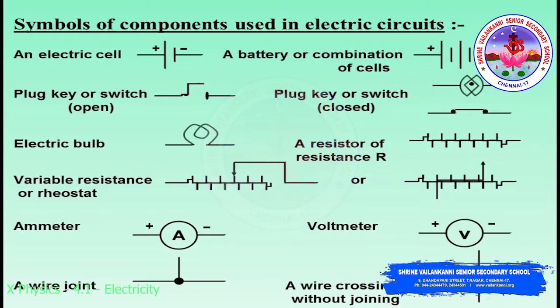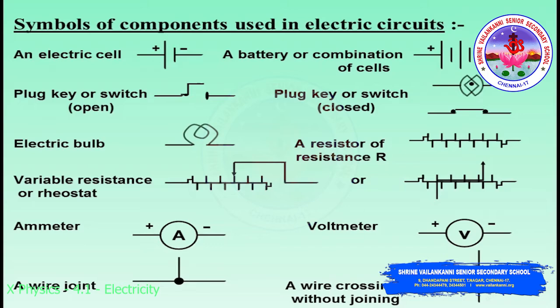See the symbols of components used in electric circuits. An electric cell, with a big leg that is positive and a small leg that is negative. Plug key, which is a switch, open. An electric bulb, variable resistance, that is a rheostat. Ammeter with a positive and a negative terminal. A wire which is joined, you have to keep a dot. And see a battery, a combination of cells. If they ask for a cell, you have to draw one positive leg and one negative leg.